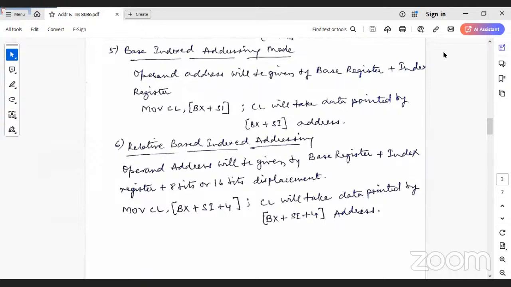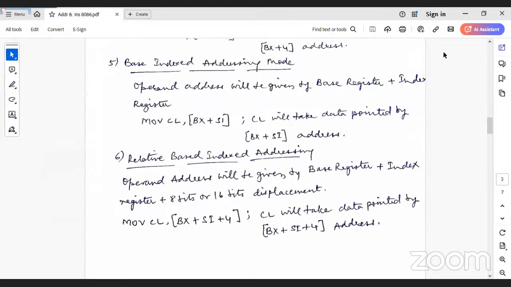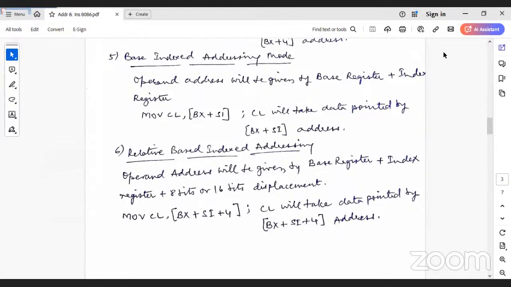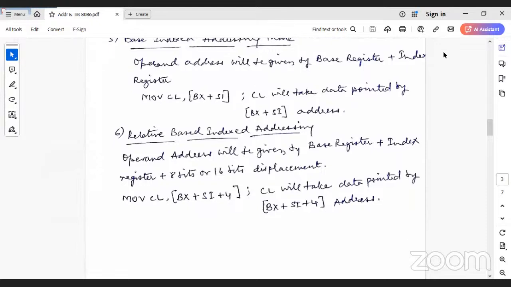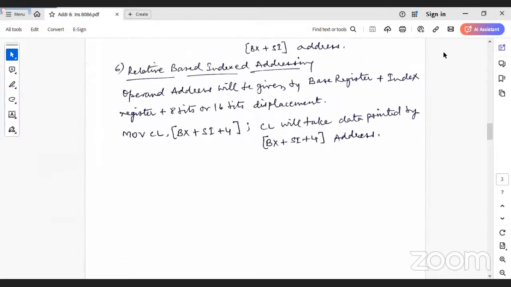Then relative base index means again you can add 8 bits or 16 bits displacement. This is something similar to your register relative, but here it is relative to your base index. Whenever you are saying relative, there is a provision to add something like 4, 8 or 16. So this is how the different addressing modes exist. There are a variety of addressing modes in the 8086 processor. So with this, the addressing modes are over.